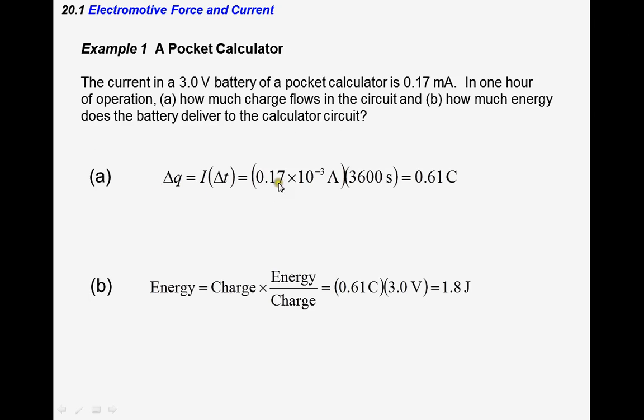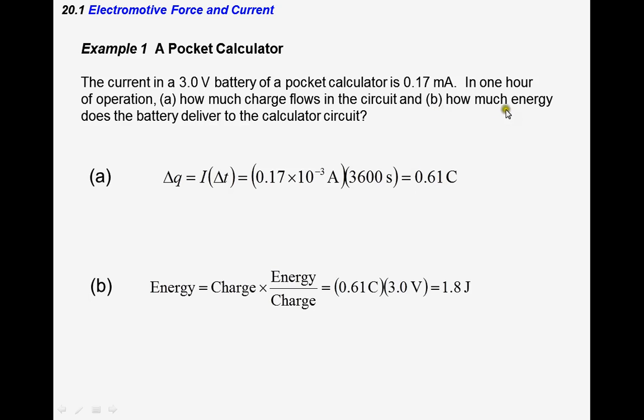So 0.17 times 10 to the negative third amps. It's not good scientific notation, but it's accurate. 0.17 times 10 to the negative third. It's really quick. We don't have to set up some equation to make this equivalency. 0.17 times 10 to the negative third times 1 hour, which is 60 minutes times 60 seconds per minute, 3,600 seconds, would be 0.61 coulombs of charge. That's how much charge is running your calculator.